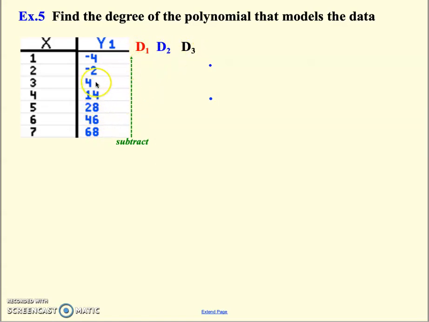So going again backwards through the y values, do my subtraction. My first differences are not the same. Now backwards again through that set of values. My second differences are the same, which means D2, I'm done. This is quadratic. So at second degree, it's quadratic.